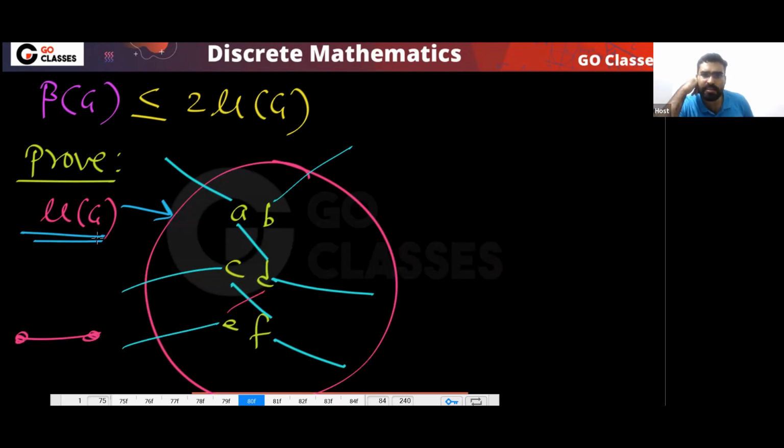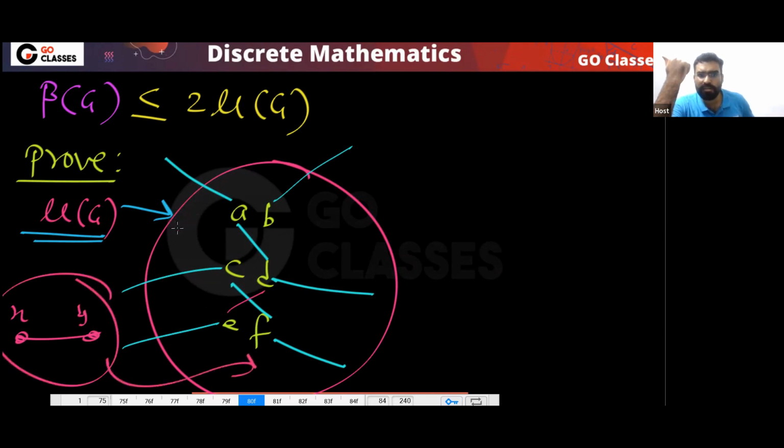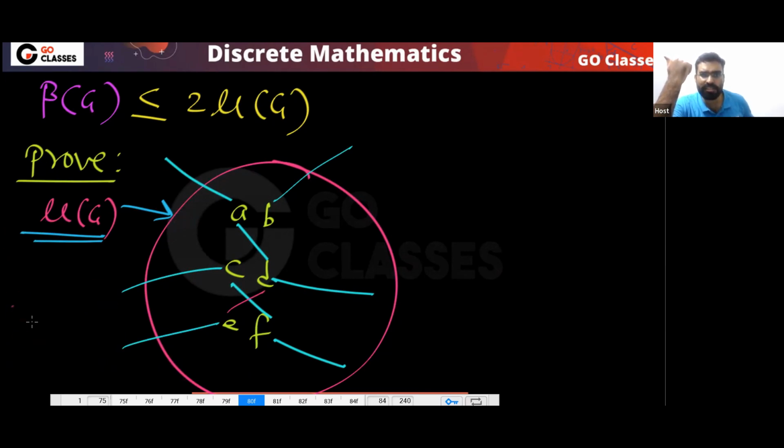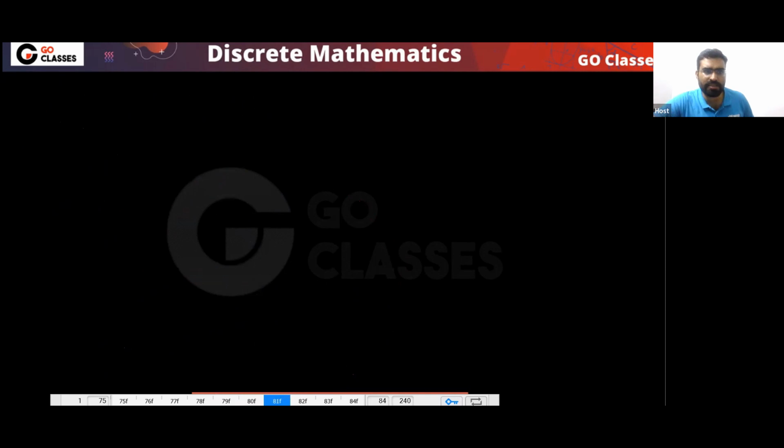If this edge is there, say between different vertices x, y, then what will I do? Then there is a contradiction, because I can include it here. There is a contradiction that this is maximum, because I can use it here, yes or no? So if I have this edge, then I have a contradiction. So if you have a maximum matching, this is the idea.